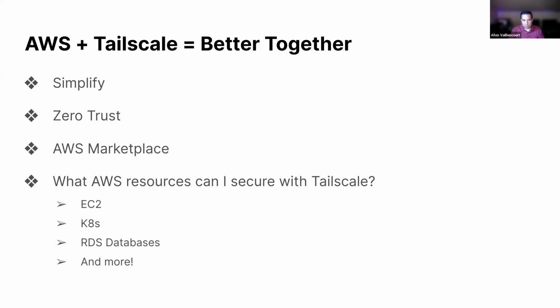And of course, resources, what we can secure. I think that survey answered: EC2, Kubernetes, which we have an awesome Kubernetes webinar that Lee did last month, and the link is out there, showcasing how you can secure your Kubernetes resources with Tailscale, RDS databases, and obviously a few other pieces as well.